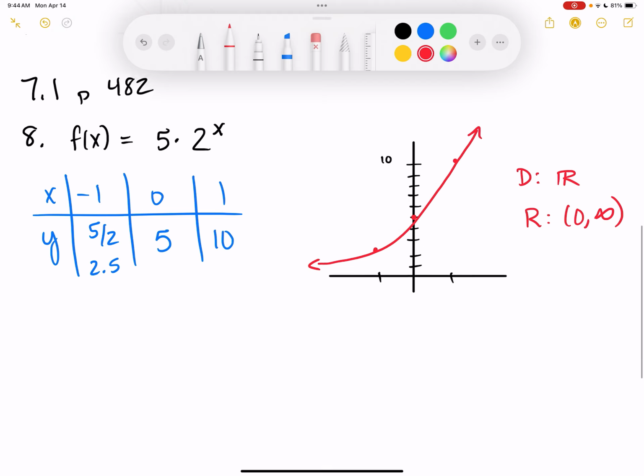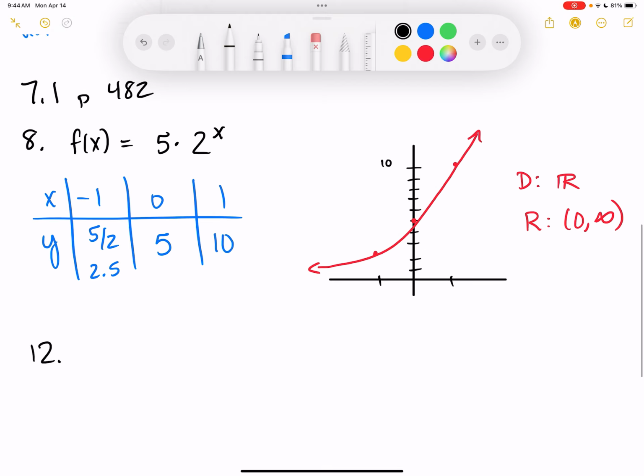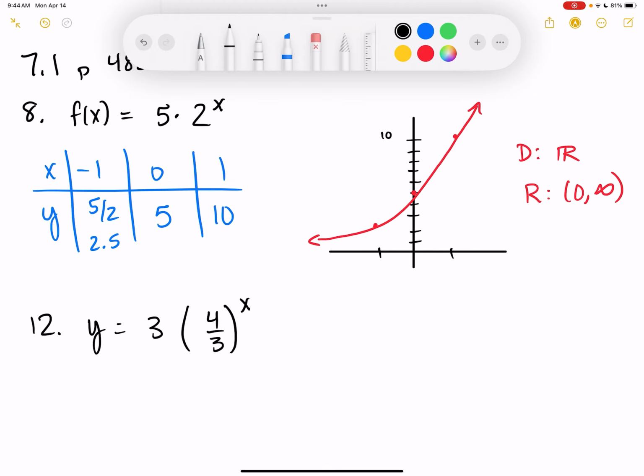Let's see, 12. Y equals 3 times 4/3 raised to the x. So just looking at this, even though this is a fraction, it's bigger than 1, so this has to be a growth function. So again, I just like to use my -1, 0, and 1 when possible. And I trust that you could plug in any number if it was given to you, like you were forced to do something else. But I like to use the basics.